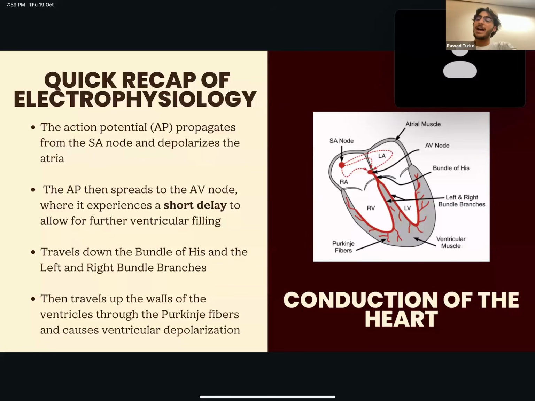The action potential then spreads to the AV node, the atrioventricular node, where it experiences a short delay to allow for further ventricular filling. Then it travels down the bundle of His. You'll see everything is labeled on this diagram. It travels down the bundle of His and the left and right bundle branches, and then it travels up the walls of the ventricles through the Purkinje fibers and causes ventricular depolarization. This is just a recap of your previous lecture, electrophysiology of the heart. Does anybody have any issues with this concept before we move on? Because this is a very crucial concept to know when we're talking about the ECG.